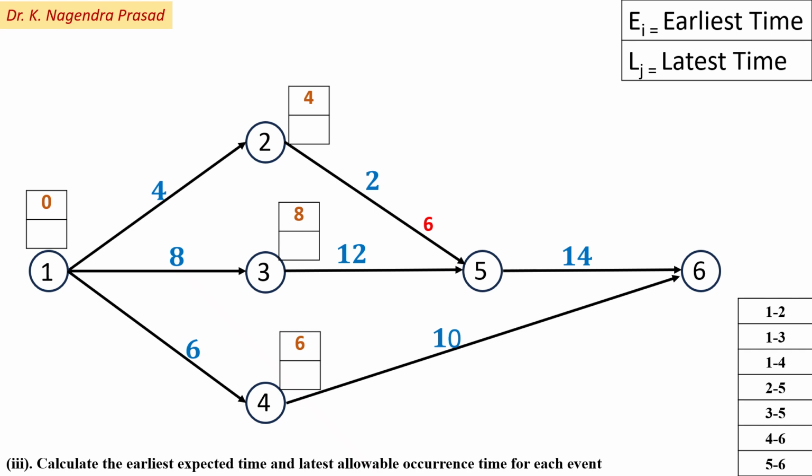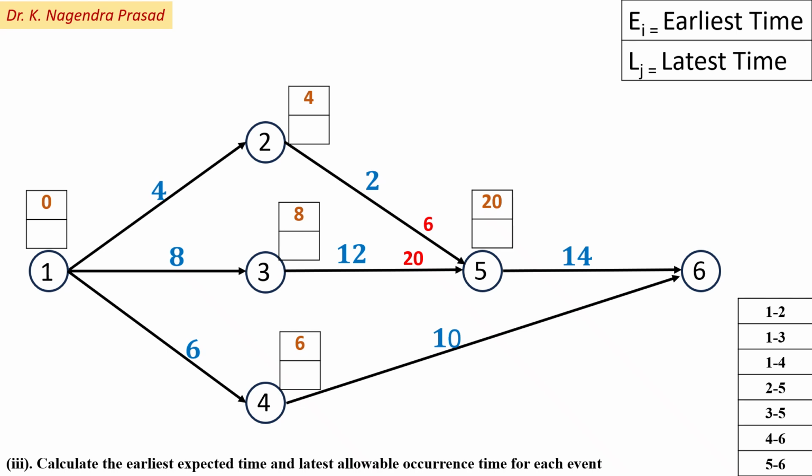Next we have to look for the finish time for the activity 3 to 5. So for 3 to 5, starting time is 8 at the event 3 and the finish time is 8 plus 12, which is equal to 20. Among the 6 and 20, the maximum is 20. So we have to consider the earliest finish time at event 5 as 20. So next we have to look for the activity 4 to 6.